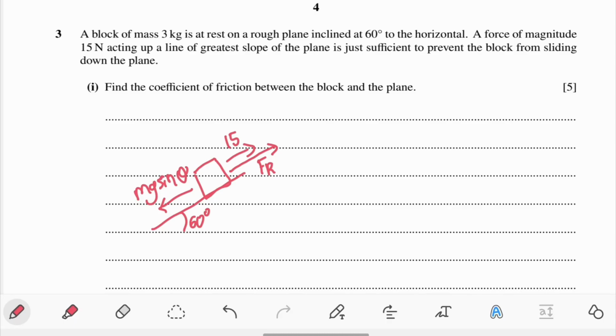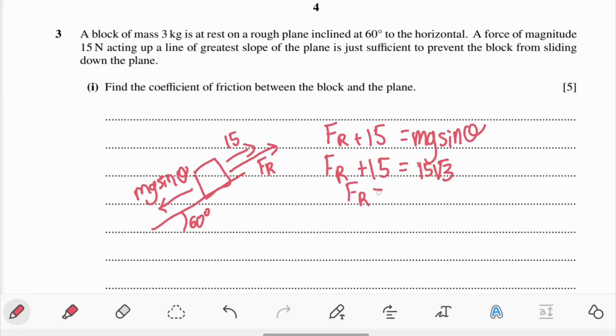Basically, it's just about to move down the plane, so that means there's an equilibrium. The resultant force is 0, so the forces going up are equal to the forces going down. So you get this equation, and when you plug in your values, you get 15 root 3 for this. And so your resistive force is 15 root 3 minus 15, which is equal to 10.98.